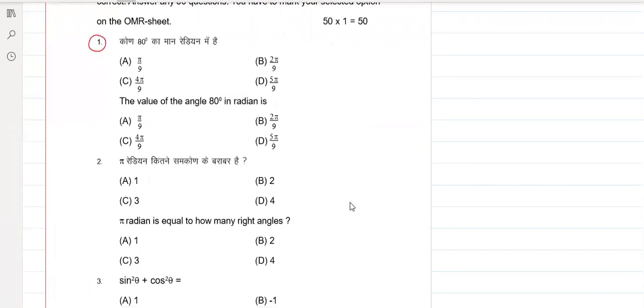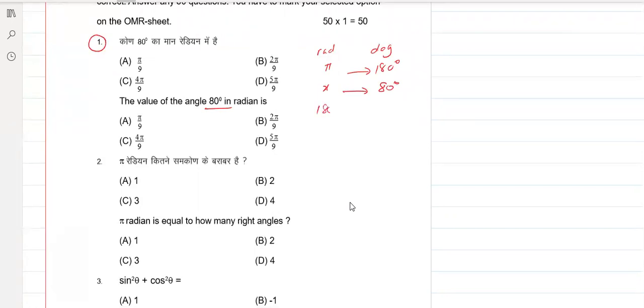Right, so question number 1 asks for the value of the angle 80 degrees in radians. So remember, this is the radians, this is the degrees, pi is 180 degrees. So x, we are solving for the value of the angle 80 degrees in radians. So under radians we put x, and 80 degrees goes under degrees. We make an equation and we solve. So cross multiply and solve.